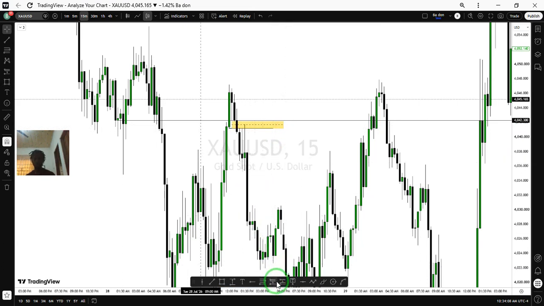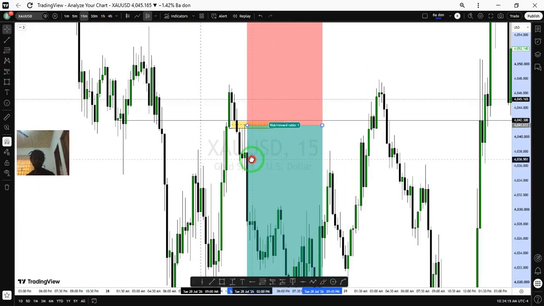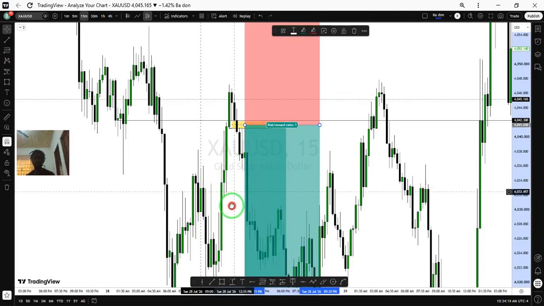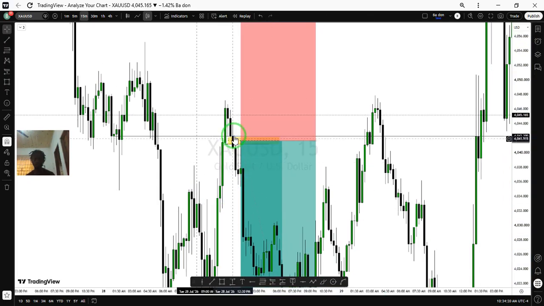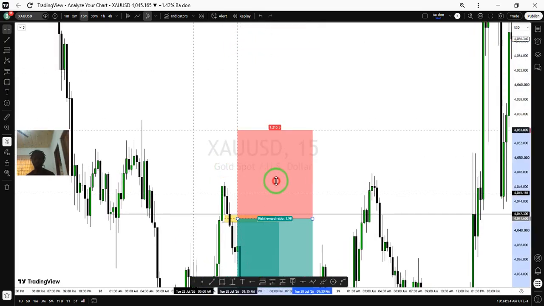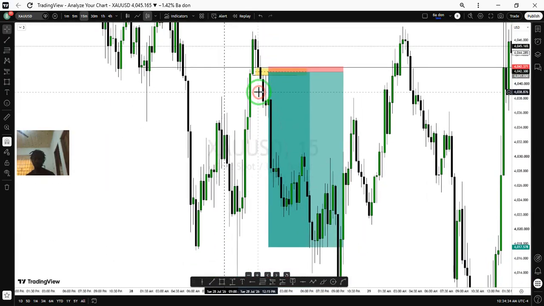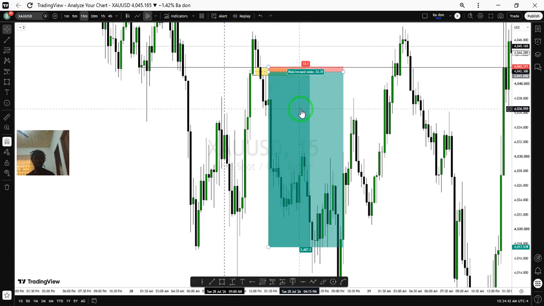And right here we enter, and the open of the fair value gap is the stop loss level, and as you can see, here's the open of that fair value gap candle right there. And in this case it was less than 100 pips stop.